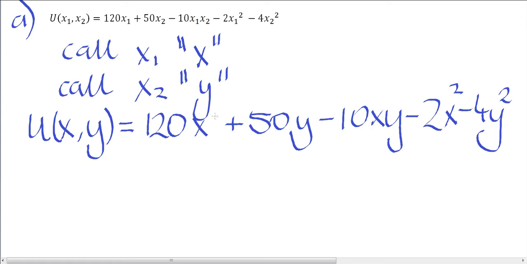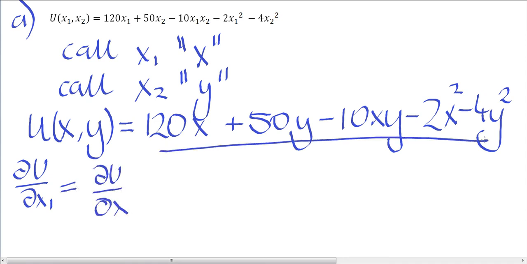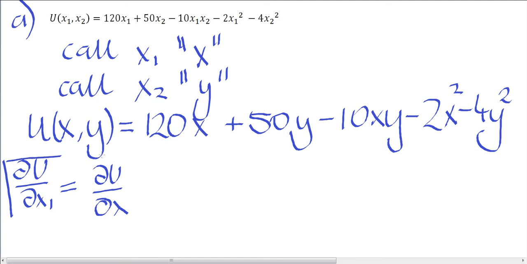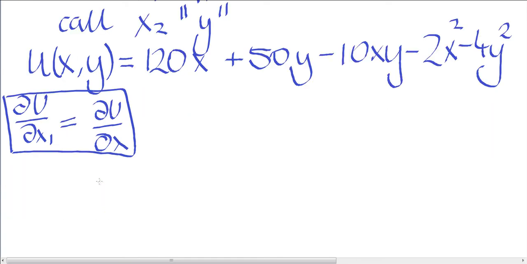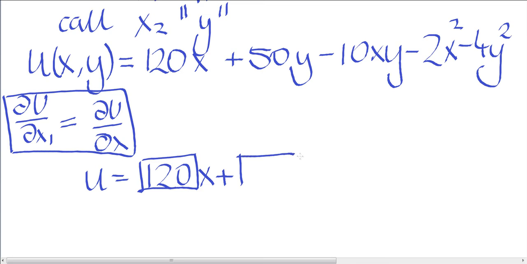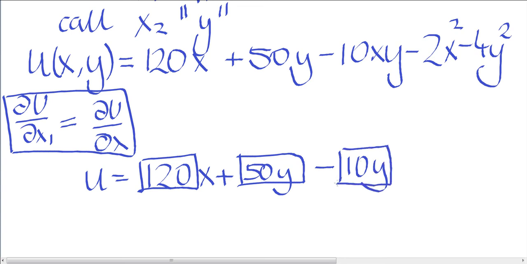So they wanted the partial derivative with respect to x1. Now, because I renamed everything, del u del x1 is just the same thing as del u del x in this equation here. Again, I'm going to throw everything into boxes, so everything is just in terms of x now. If it's not x, throw it in the box. 50y minus 10y in the box there. I'll keep that minus outside, it's okay.